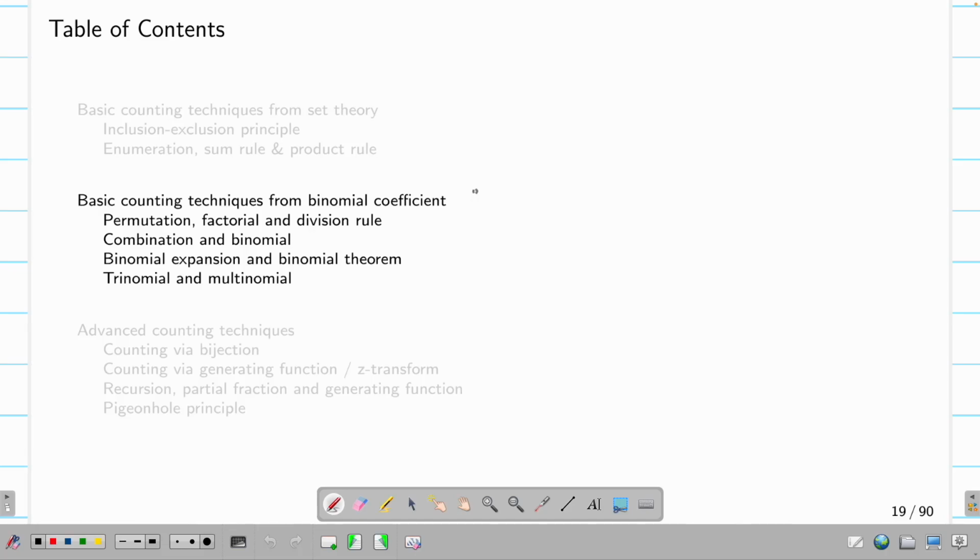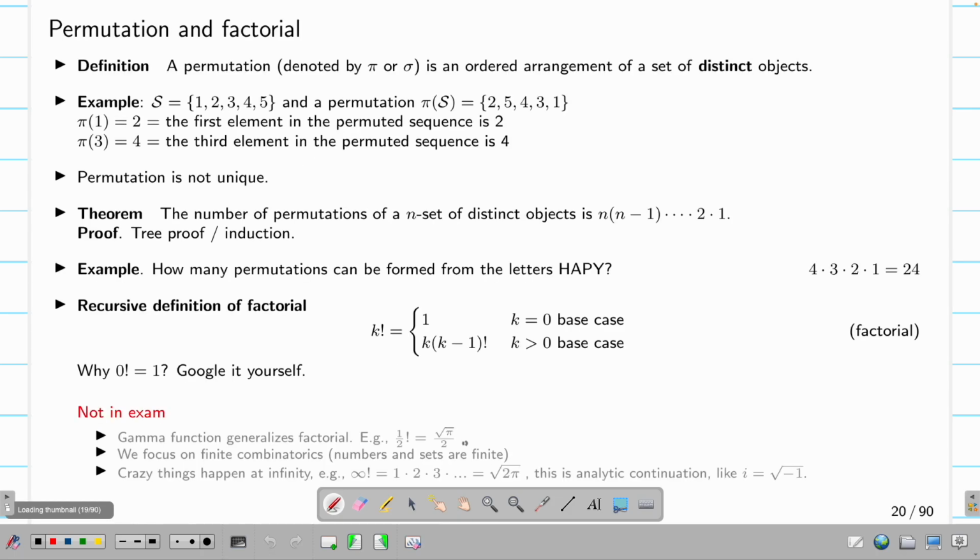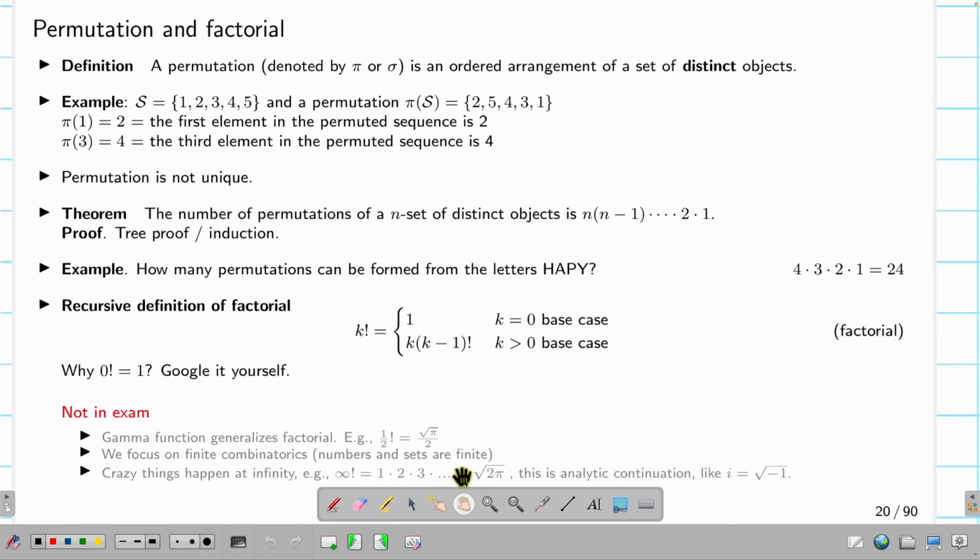Okay, now we enter the second part of combinatorics, that is using something called binomial coefficients. This part includes permutation, factorial, division rule, combination and binomial coefficient, binomial expansion, binomial theorem, and also trinomial and multinomial. So let's talk about permutation and factorial.